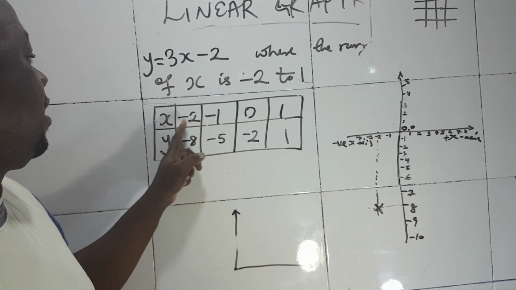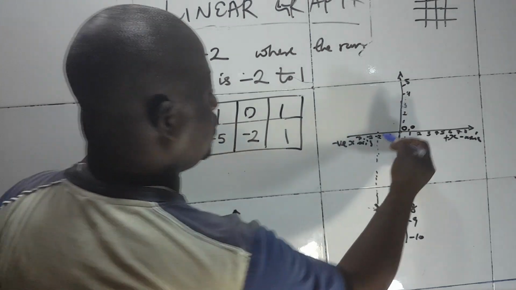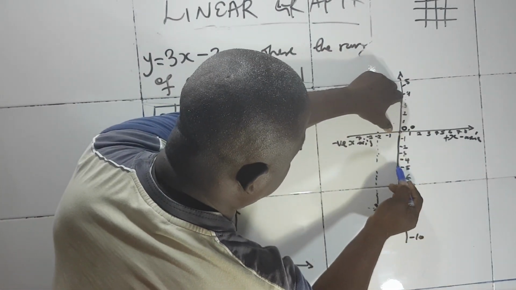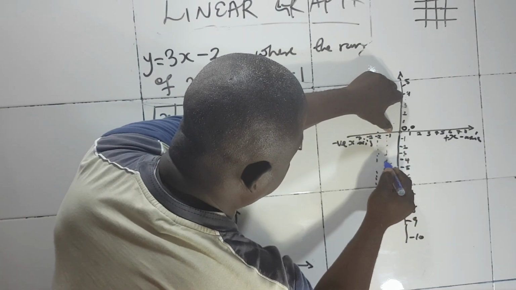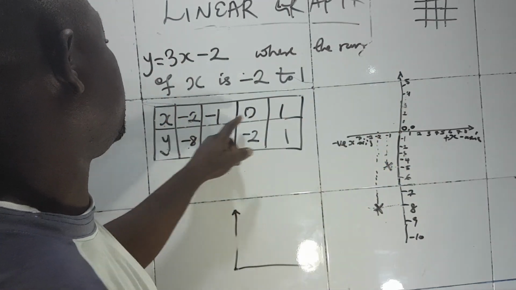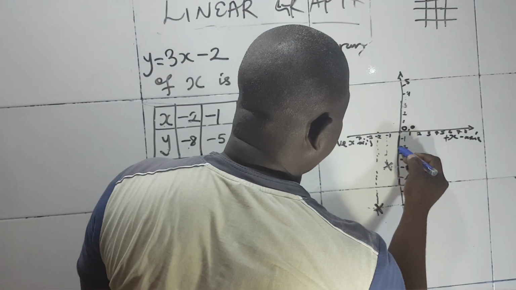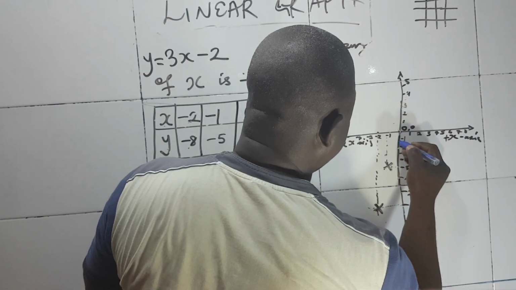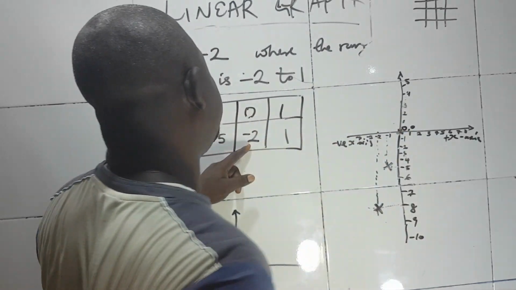So the next one, when x is equal to minus 1, y is equal to minus 5. So this is minus 5. You extrapolate this one out. You extrapolate this one down. So like this. They have met at this point. The next one, when x is equal to 0, y is minus 2. So the 0 and minus 2, they are meeting at this point.